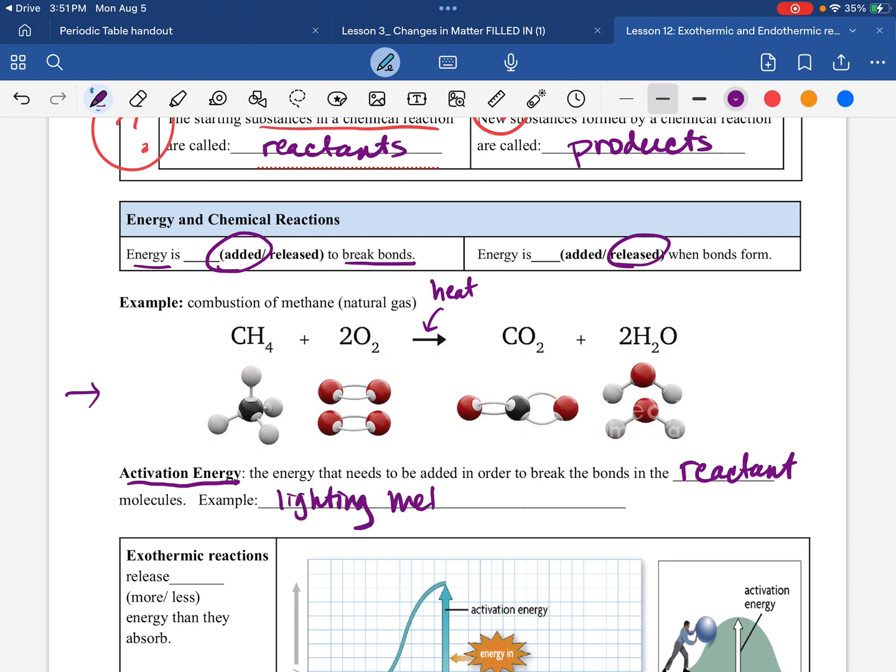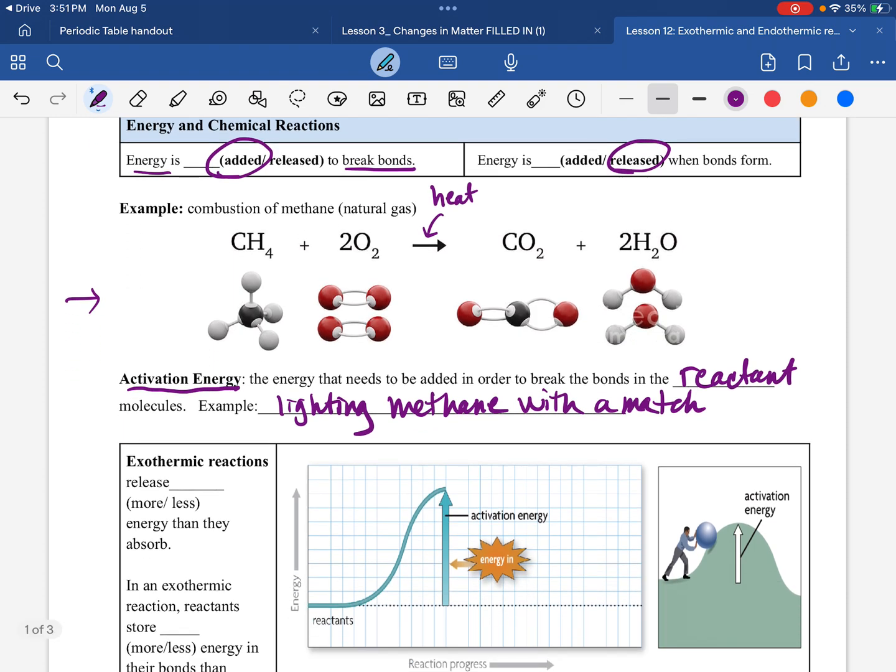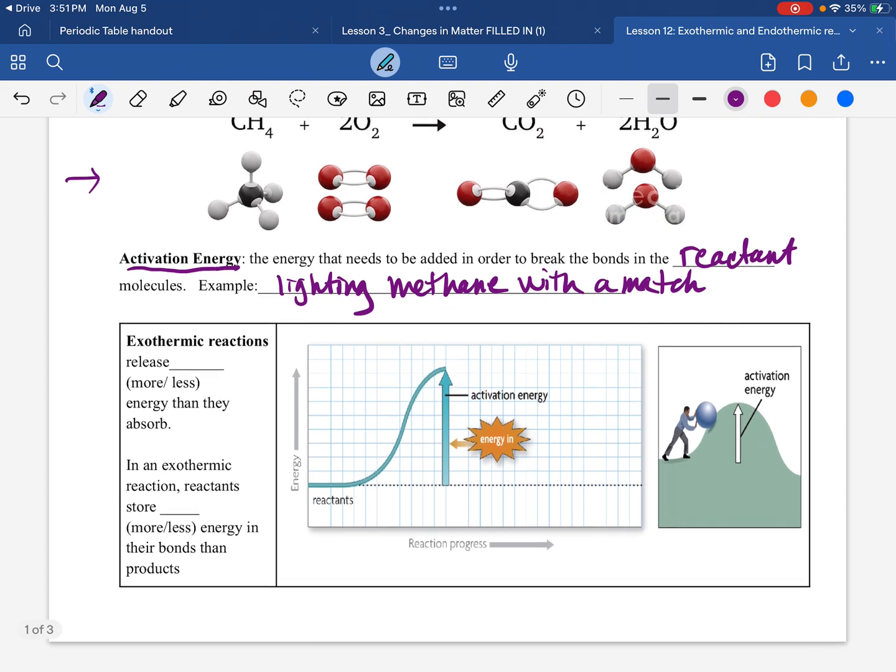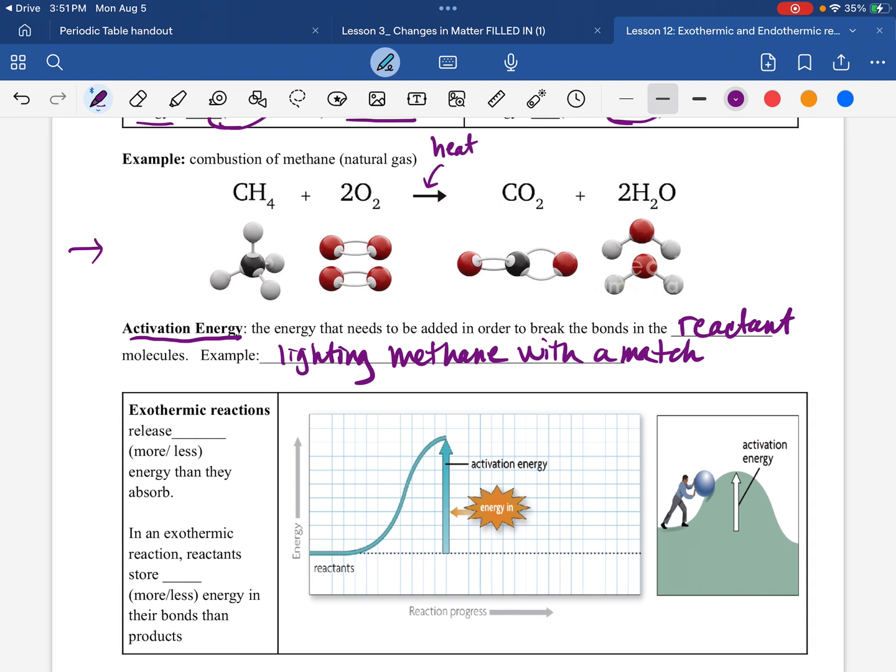So, for example, lighting methane gas with a match. We're adding a little bit of energy in, and then the reaction just kind of explodes on its own. Once we add a little bit of energy in, we don't have to keep adding energy in, and we'll look at why here.